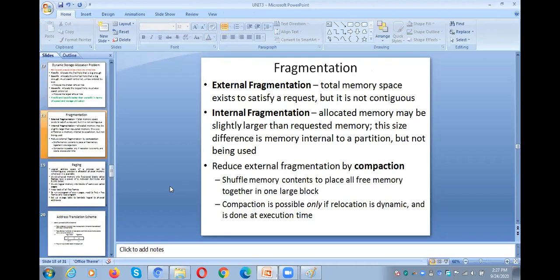And next is external fragmentation and internal fragmentation. What is internal fragmentation? Allocated memory may be slightly larger than the requested memory. For example, my process is of size 40 kb. I request 40 kb, but the partition is 50 kb. So what will be the leftover? 10 kb. That is called internal fragmentation. That means the allocated memory is slightly bigger than the requested memory.